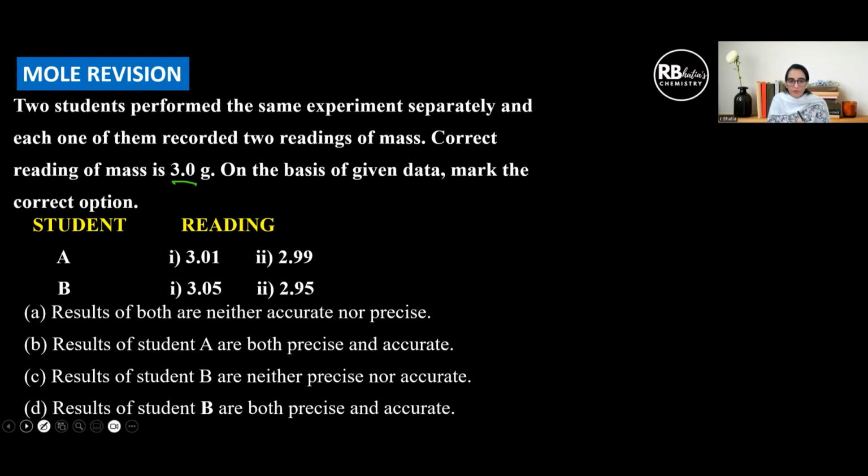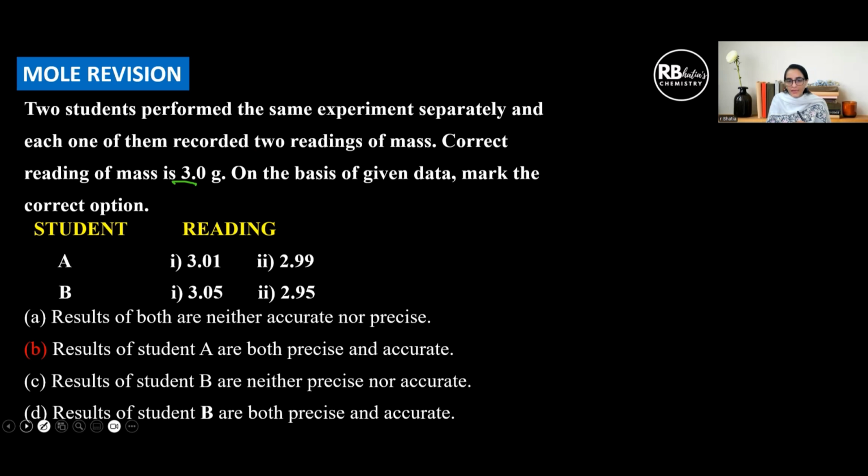It's the same as what we've done just now. So the answer for this will come out to be B part. Results of student A are both precise as well as accurate. Why? Because the average of these two is going to come out to be 3, which is the same as the given value, and the two values are also close to each other. So they are precise as well as accurate.